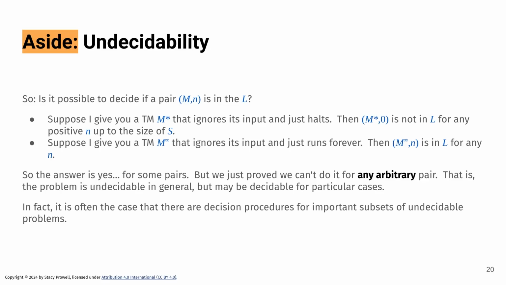I know that for the machine that just halts, I know that M star 0 is in L. For the machine that never halts, I know that this whole collection of M infinity n pairs is in L. So I can decide that for some pairs, but I can't do it for any arbitrary pair. That is, the problem is undecidable in general, but it may be decidable for particular cases. And in fact, it's often the case that there are important subsets of undecidable problems that are decidable, right?